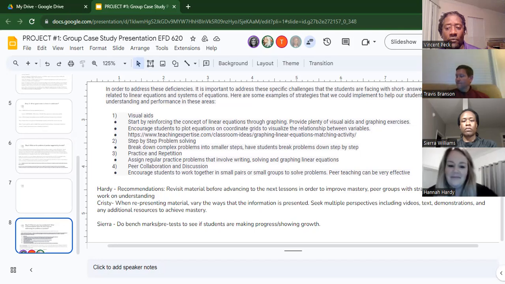And if it is decided that the materials are presented in a variety of different ways, from multiple perspectives, including videos, text, demonstrations, and additional resources used to achieve mastery, she could use those in her classroom to help the students achieve their goals.